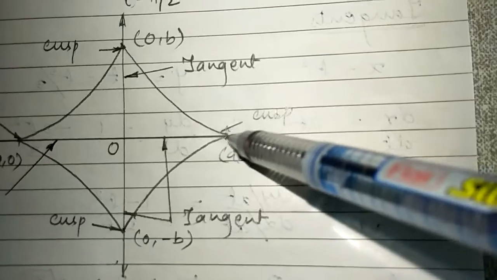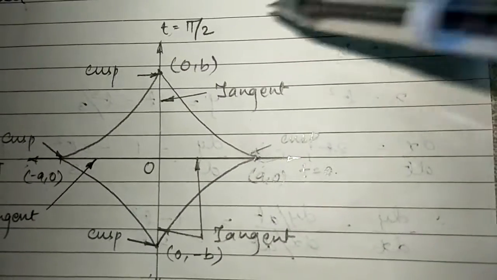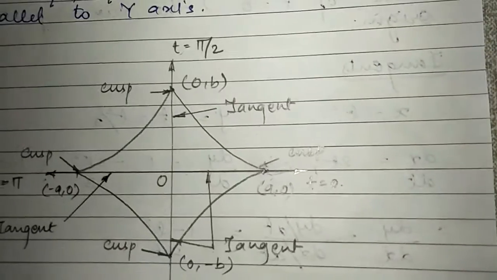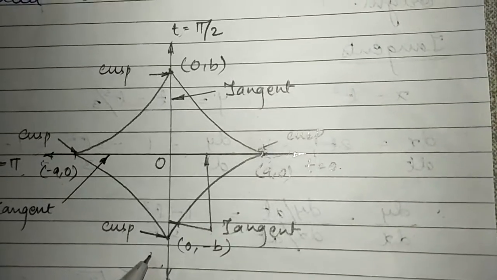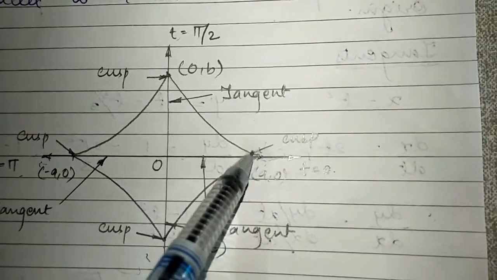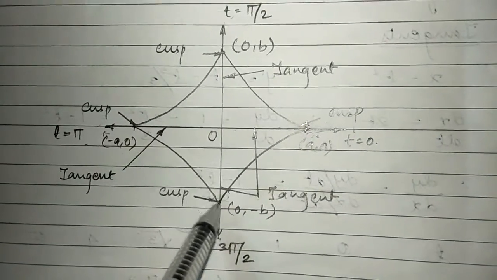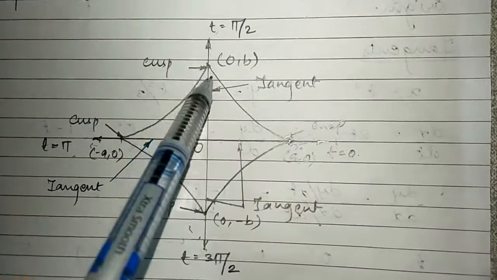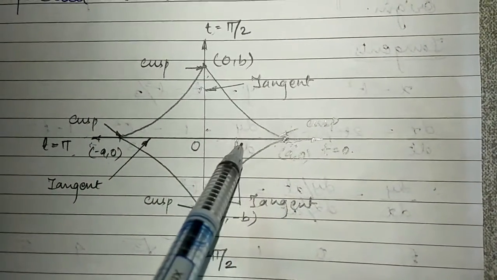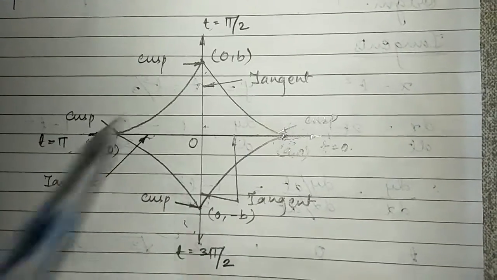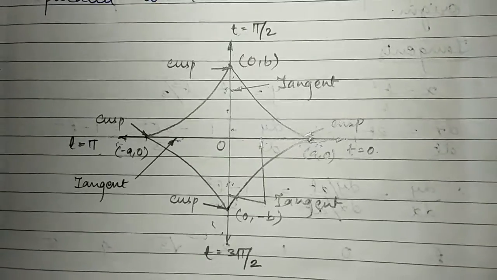Similarly, we can plot the curve for all the points, that is for t is equal to pi by 2, then t is equal to pi, t is equal to 3 pi by 2 and again t is equal to 2 pi. It will be the same as t is equal to 0. These points form the cusp. And we have here tangents which are parallel to the x-axis and here we have tangents which are parallel to the y-axis.